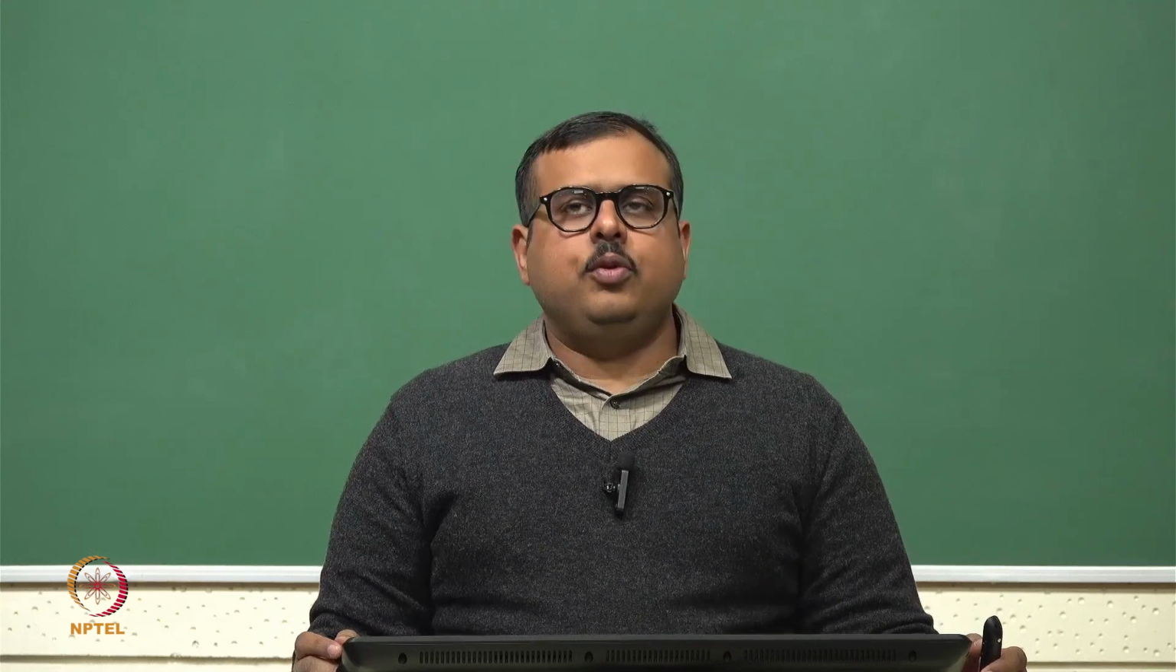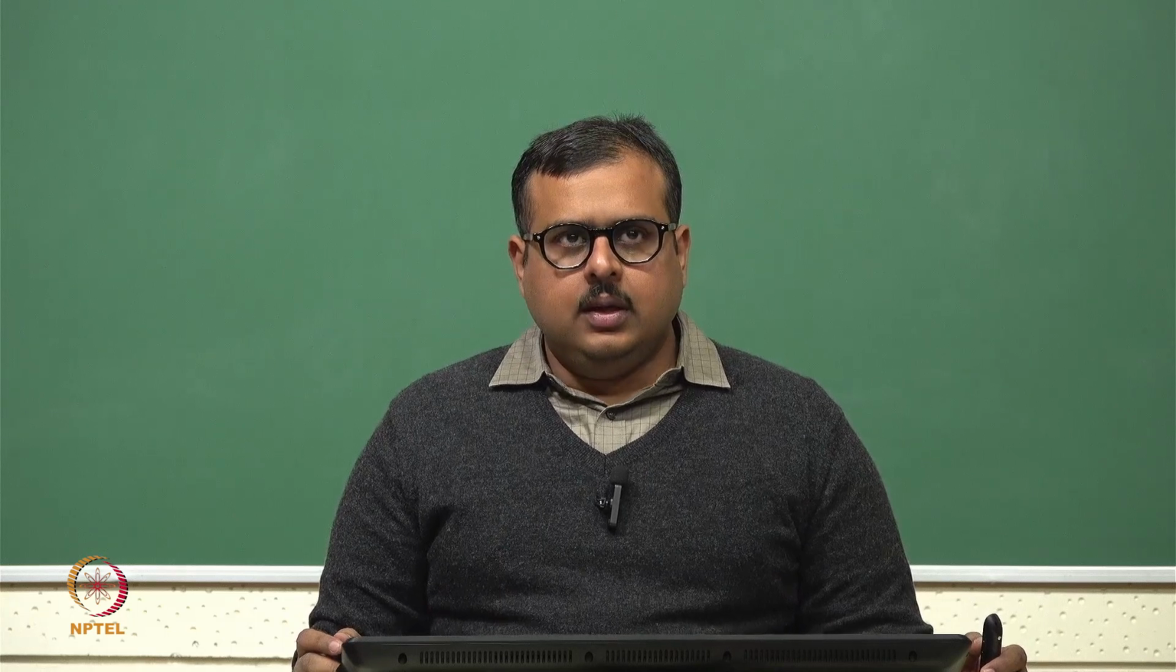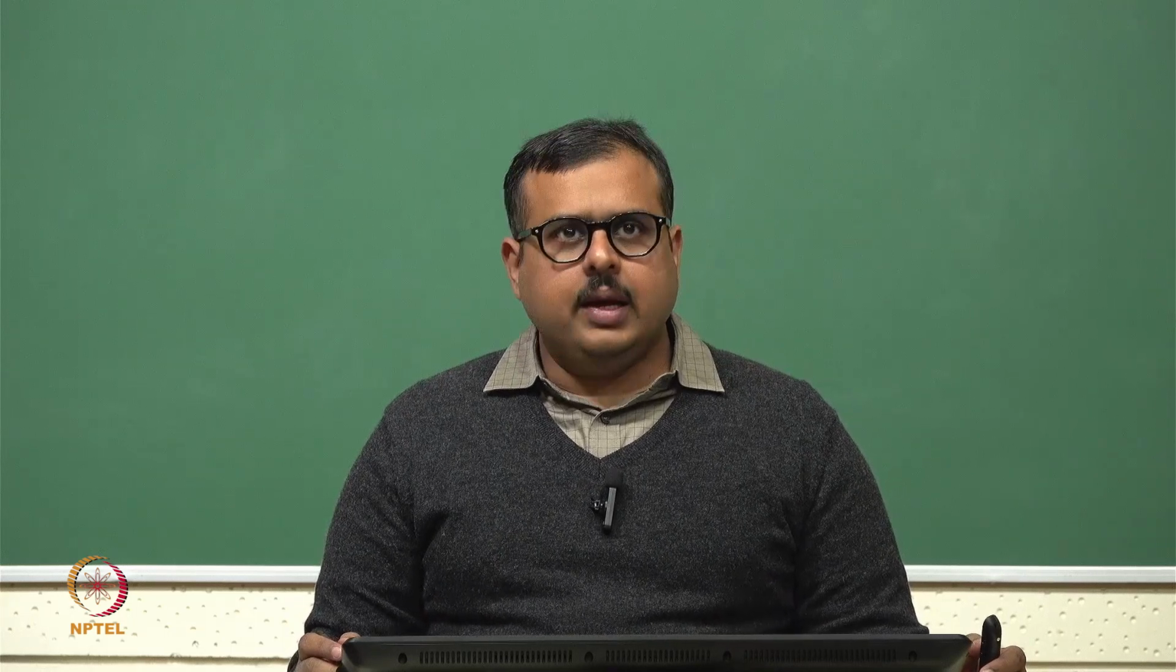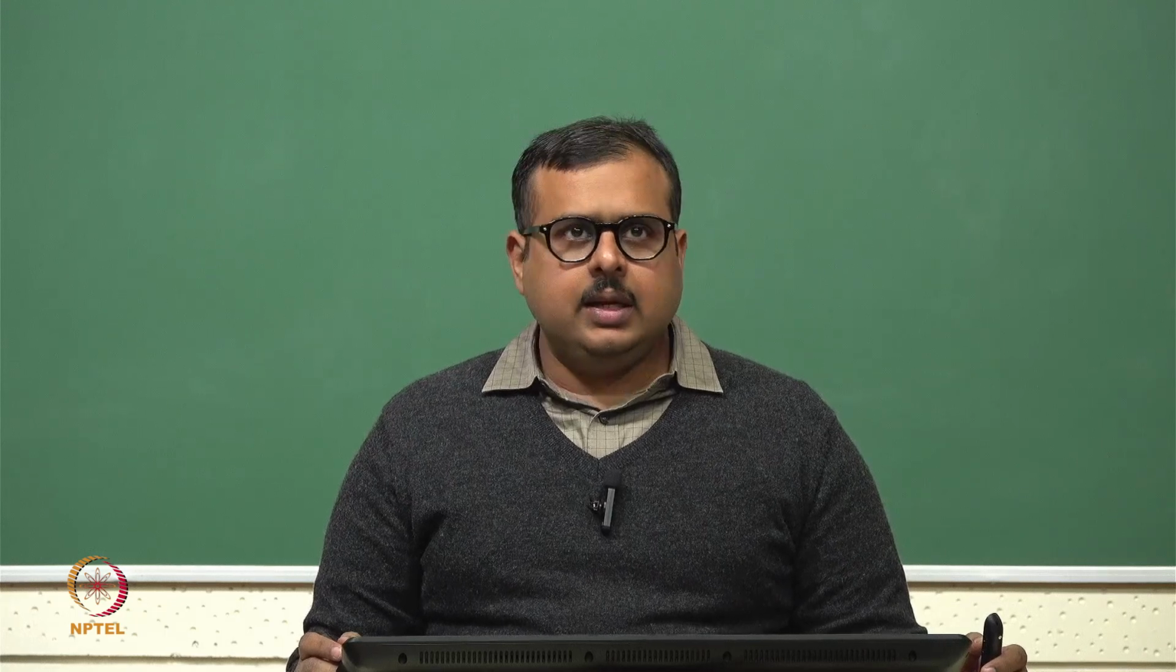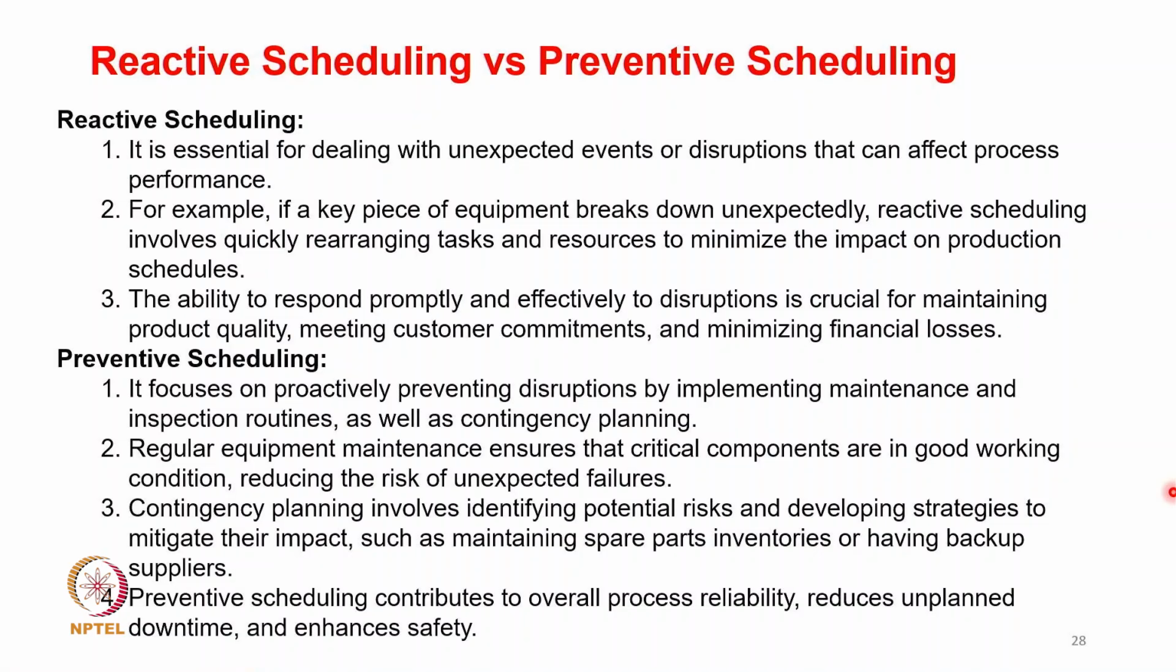So, just a few more side topics. When we do scheduling, it typically can be reactive or preventive. Reactive is when you deal with unexpected events. Even if you plan something, there can be an unexpected event that happens in the plan, so you need to deal with these unexpected events while in process. For instance, a key equipment can break down. Then, how do you act if an unexpected event happens?